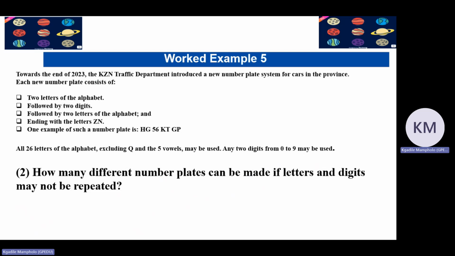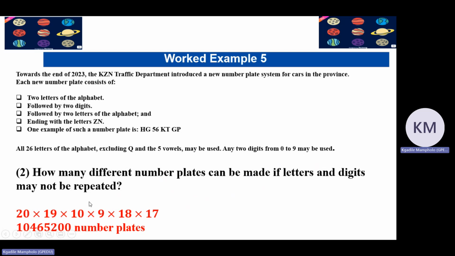How many different number plates can be made if letters and digits may not be repeated? Still the same thing. Choose 20, then it's 19 because we don't repeat. The digits are 10. When you choose the first digit, you choose out of 10, and then out of 9. Now, remember, you chose the first 2 letters here. Now, when you choose the last 2 letters, you'll be choosing out of 18 because the first two are at the beginning. Then choose out of 18, then you choose the last one out of 17. Then the answer here will be the possible number of number plates.